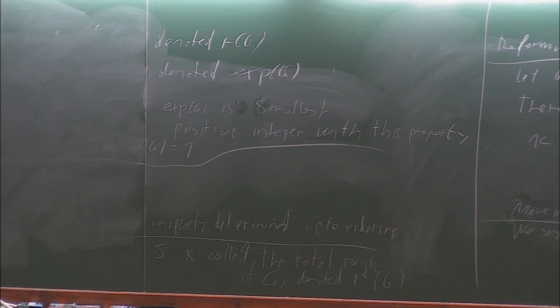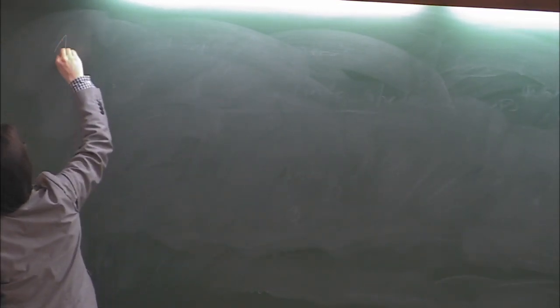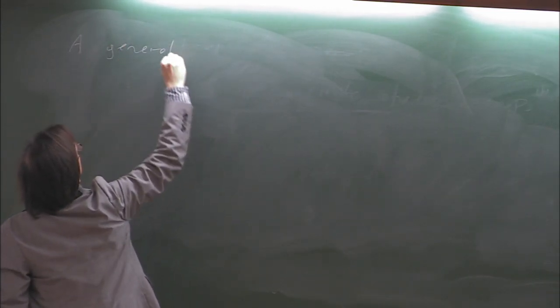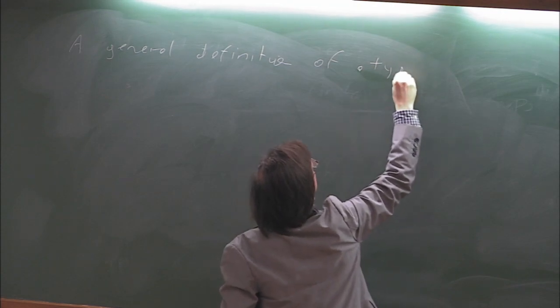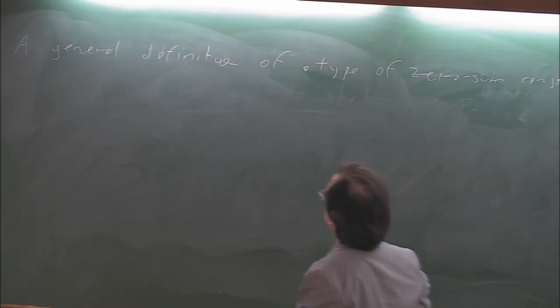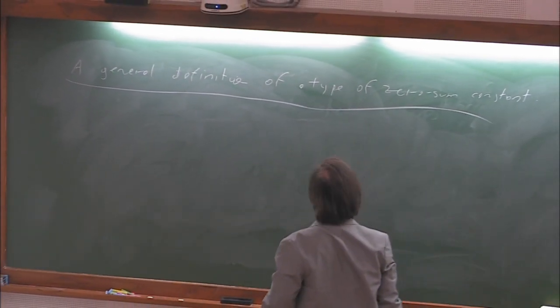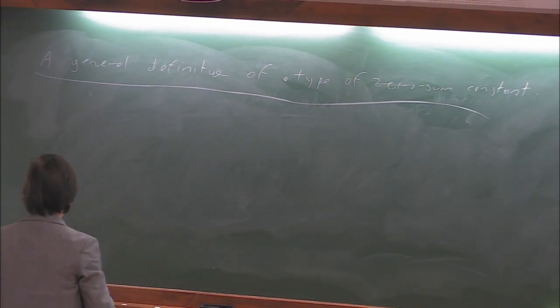So let's say the general definition of a zero-sum constant. This is certainly not the utmost general definition, but most of the constants we will consider, at least those for sets, fall under this definition.